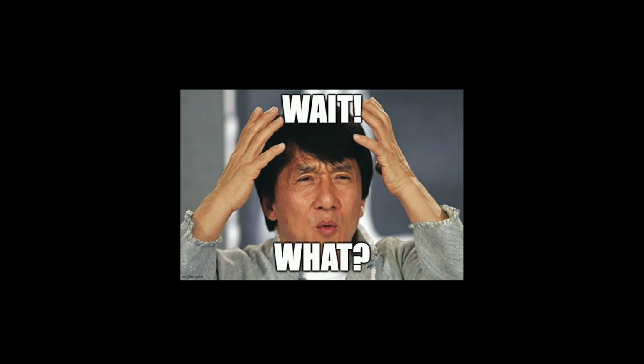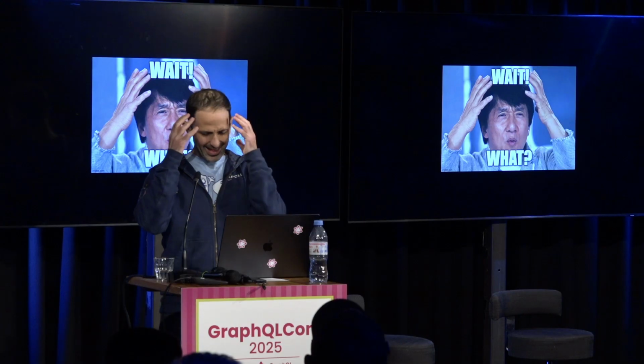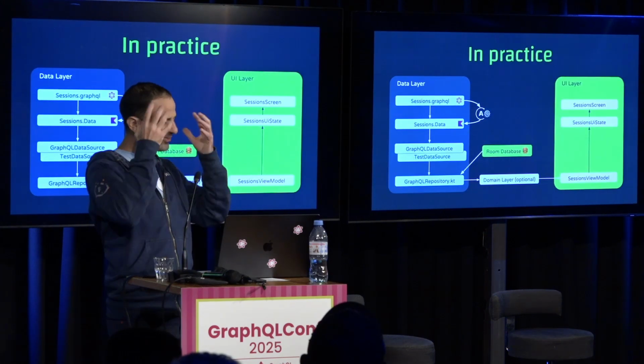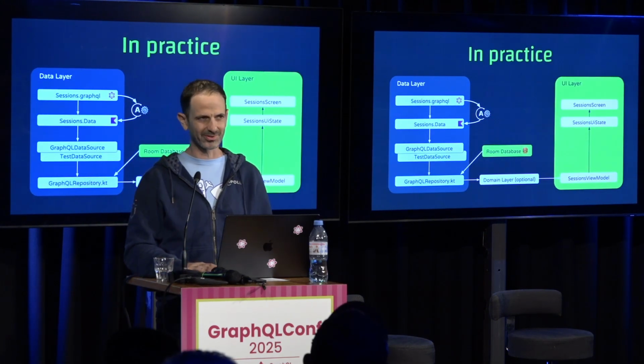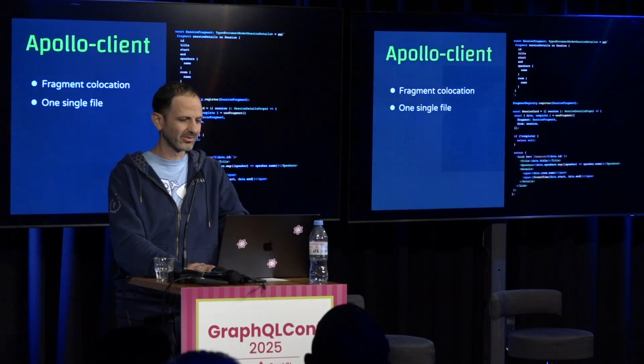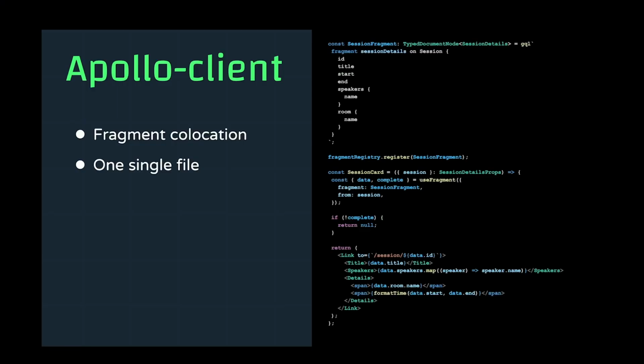If you are not a mobile developer, at this point, you're probably like, what? It's a lot of boxes. Why do we need all those boxes? And if you've been using Apollo Client, things are a lot simpler. You have just one file. You put your fragment at the beginning of your file. On a session object here, you query the title, start, and list of speakers, everything. You register it to your fragment registry, and then you can just use it in your React component.